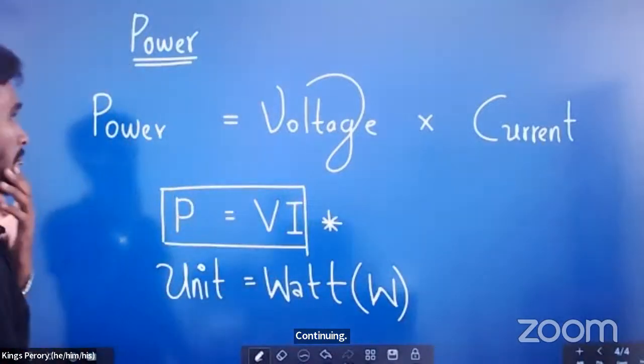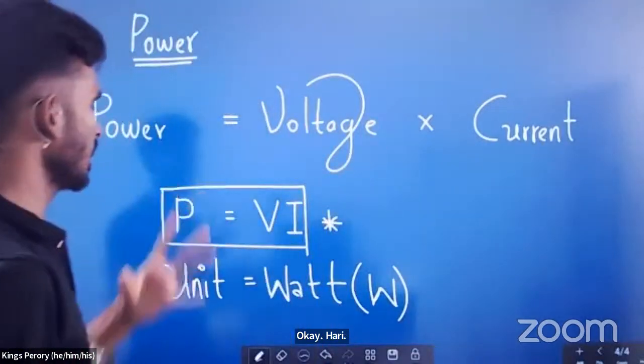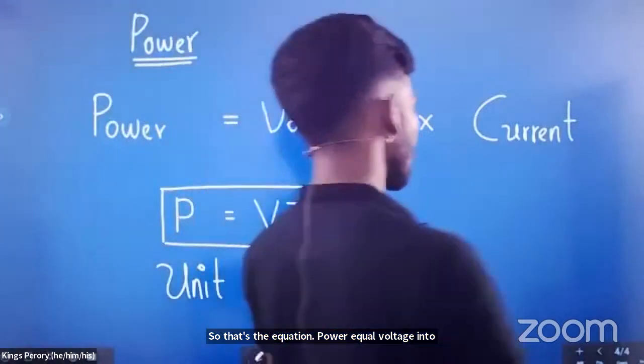Okay. So that's the equation: power equals voltage into current, P equals VI. We'll solve some problems.